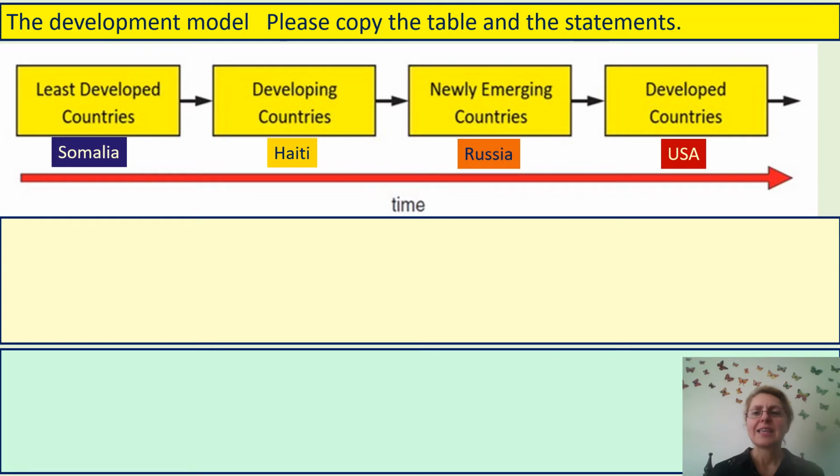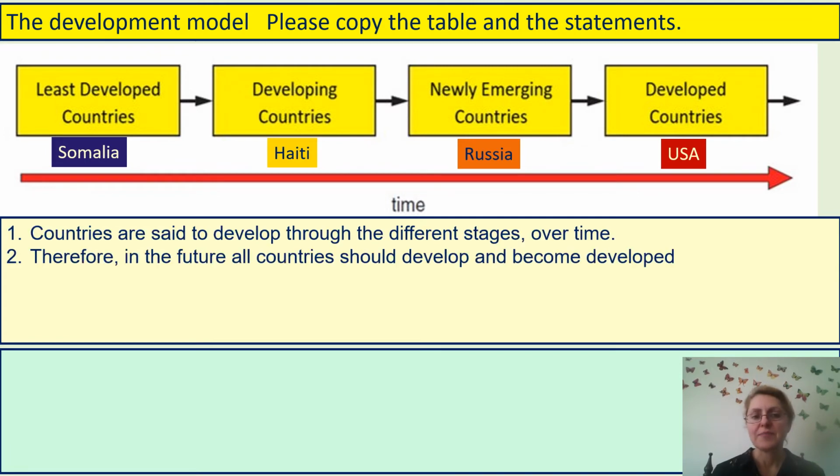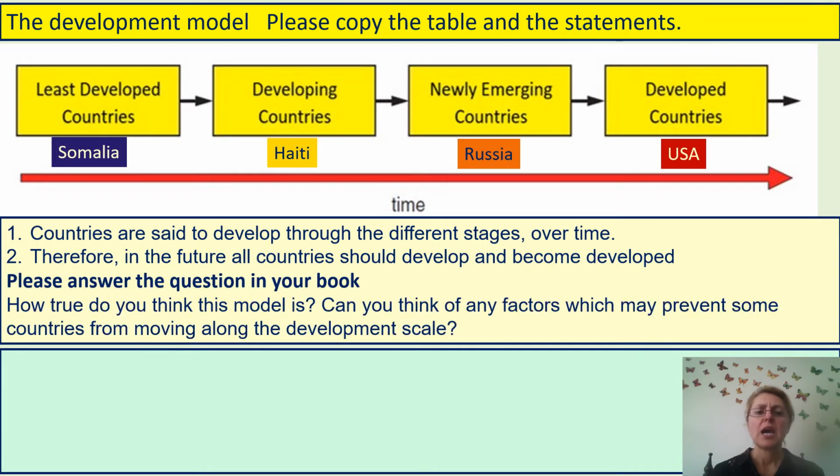So we can say that countries are said to develop through the different stages over time. Therefore, in the future, all countries should develop and become developed. You're going to think about the question, how true do you think this model is? Is it possible for all countries to make the journey across the development model? Can you think of any factors which might prevent some countries from moving along the development scale? Please write your answer in your book and press pause now.